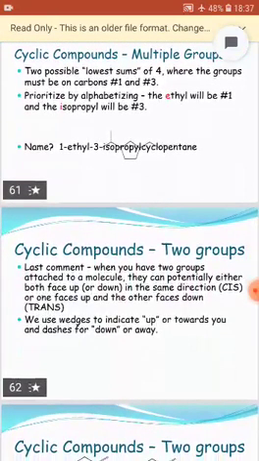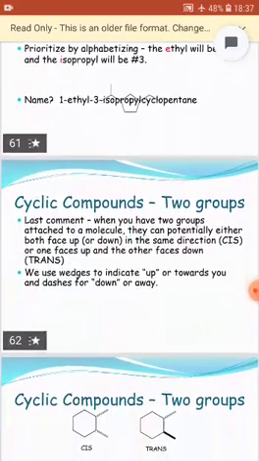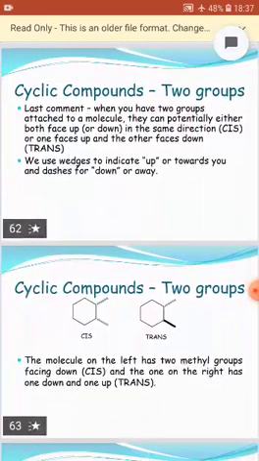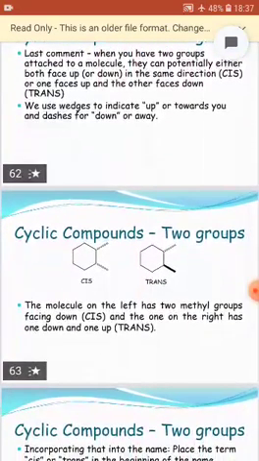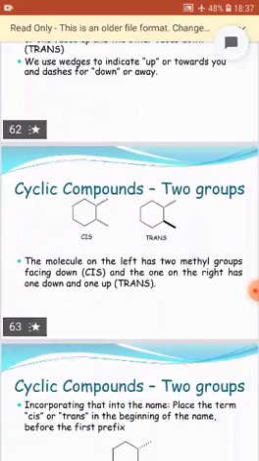Last comment: when you have two groups attached to a ring, they can potentially either both face up or down in the same direction, cis, or one face up and the other face down, trans. We use wedge to indicate up or towards you and dash for down or away. Cyclic compound, two groups, cis and trans. The molecule on the left has two methyl groups facing down, cis, and the one on the right has one down and one up, trans.